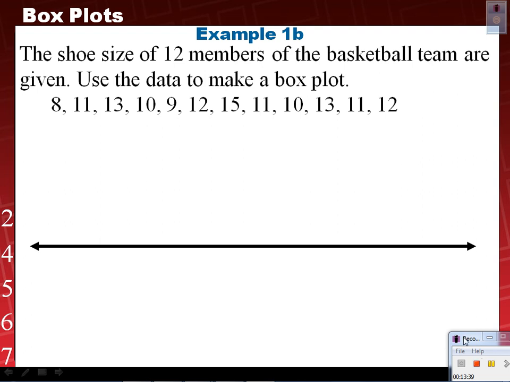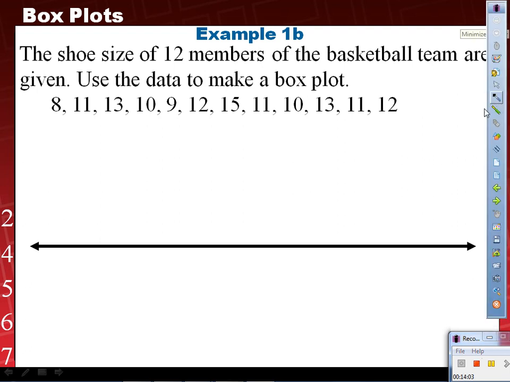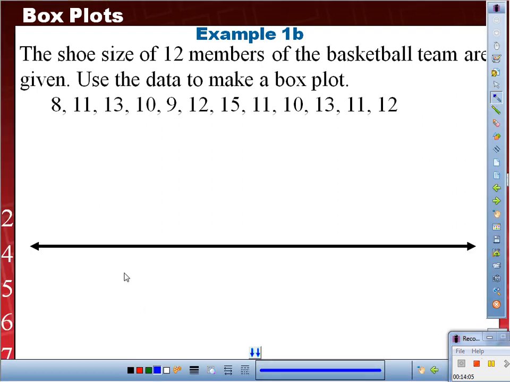Yes? Ready, go. All right, check with the neighbors, see what they got. See if they have something similar to yours. All right, here we go. Minimum was 8. Maximum was 15.